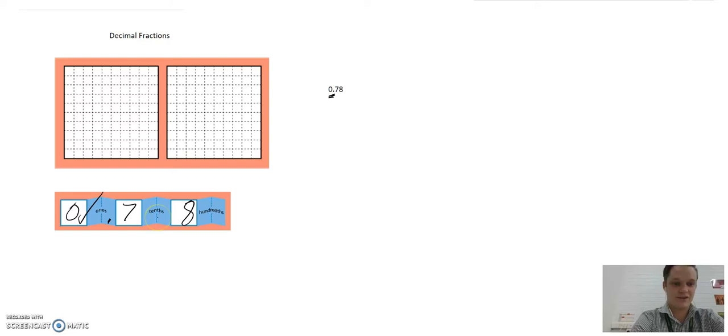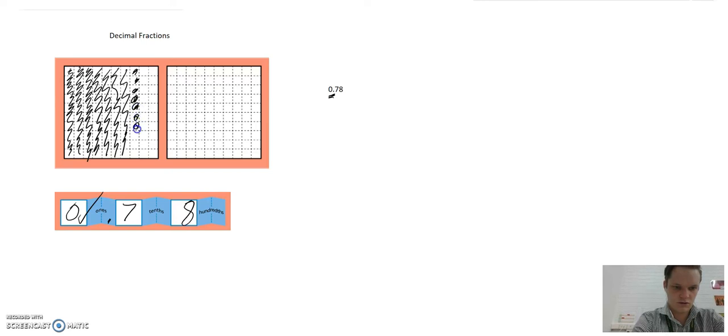Then we need to do our tenths. So remember, our tenths go down in a whole line. So it's 1, 2, 3, 4, 5, 6, 7, and we need 8 hundredths again, so we need to color in 8 little squares. So that shows us 0.78 because it has all our tenths and our hundredths. So we've done them and we've done them.